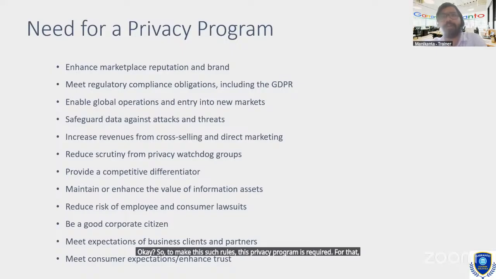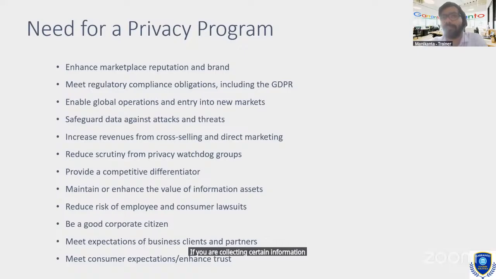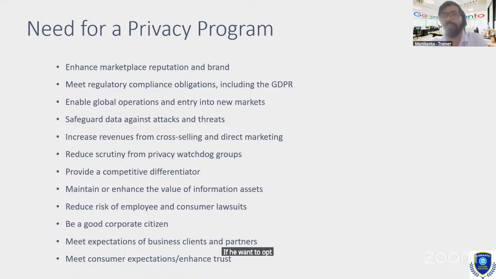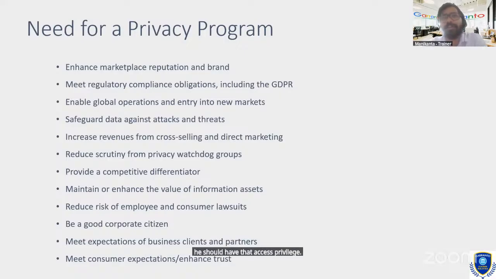For that, most of the countries have already drafted a privacy regulation law, and it made it very clear that you should not kill other competitors. You should not change the opinion of any user. If you are collecting certain information from a data subject, please notify him. If he wants to opt out, meaning he does not want to communicate with you further, he should have that access privilege. Or if he wants to delete the account from your channel or your portal, they should allow him to do it. If you fail to do that, we will put a penalty on you.